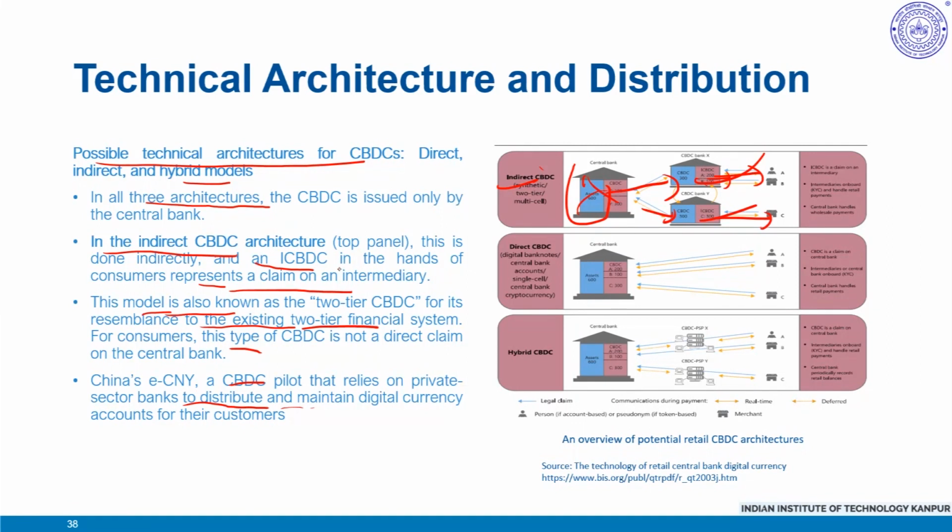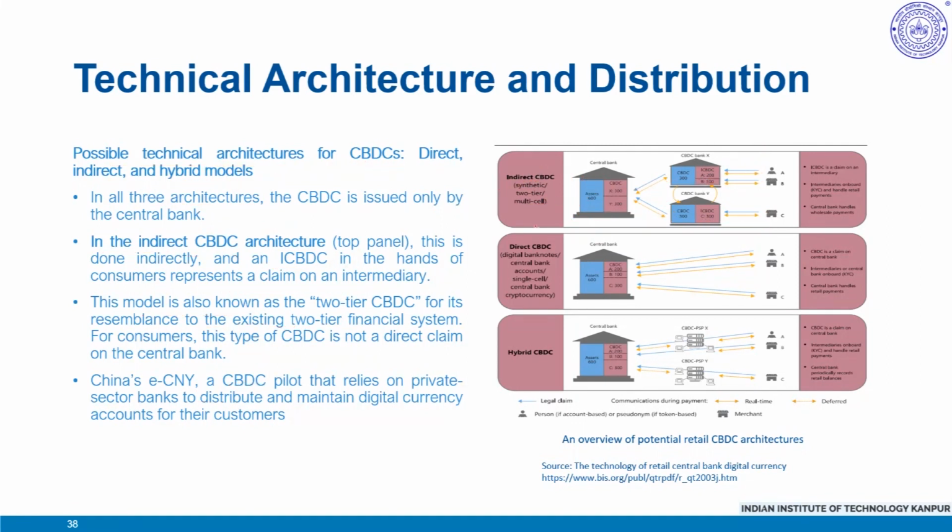Let us examine this top panel in more detail. The term is equivalent to synthetic CBDCs and it is also called a two-tier CBDC structure for its resemblance to the existing two-tier financial system. For consumers, this type of CBDC is not a direct claim on the central bank. Instead, the intermediary, like a payment bank or fintech entity, is mandated to fully back each outstanding indirect CBDC-like liability to retail customers via its holding of actual CBDCs or any other central bank money deposited at the central bank.